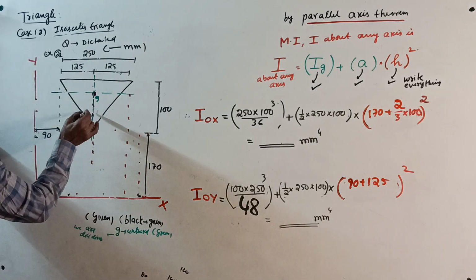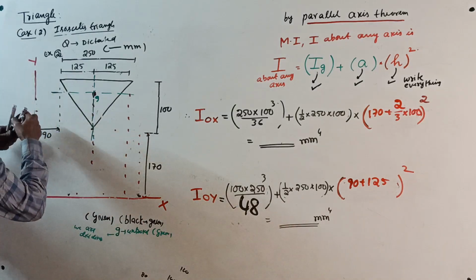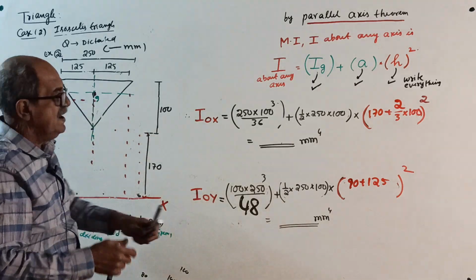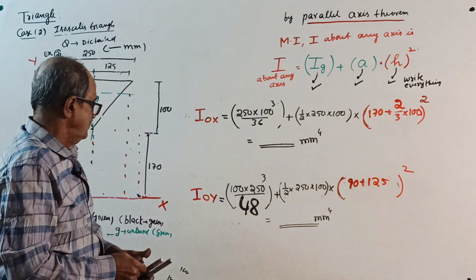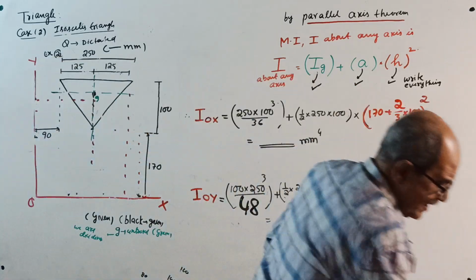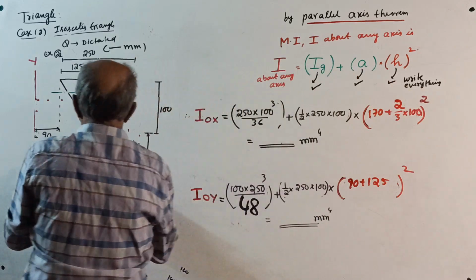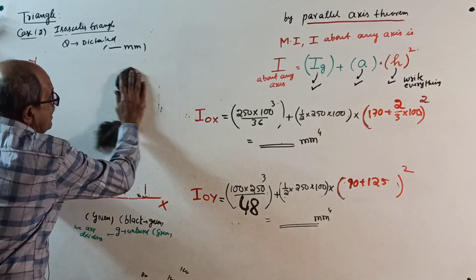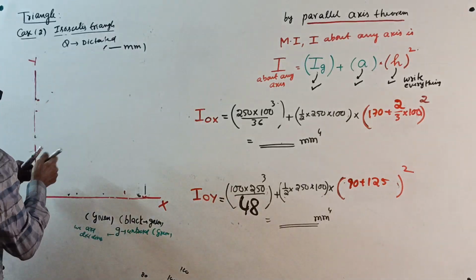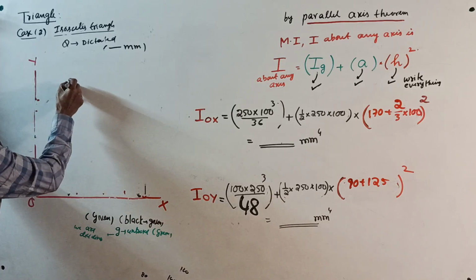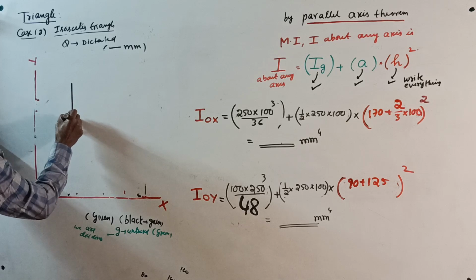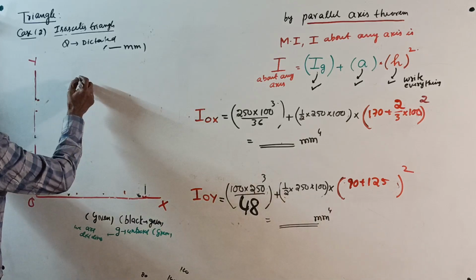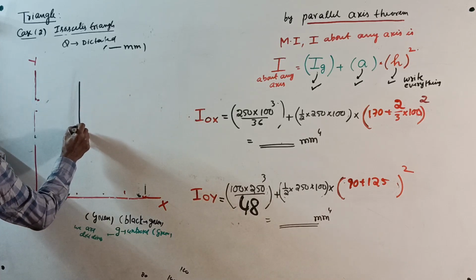Plus area into, see, into what? This distance square is 90 plus 125 whole square. Same answer. Okay, calculate the answer. Answer is not required. Example 3. Okay, remember, I'll rub it out. Example 3 is here. Okay, I'll write here, Example 3. This number I will change now.